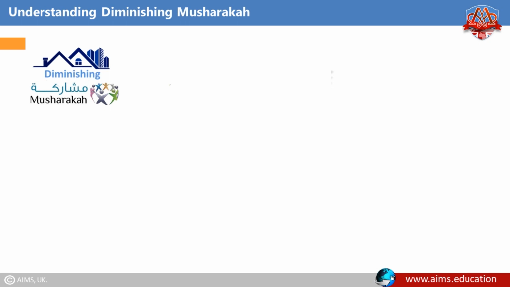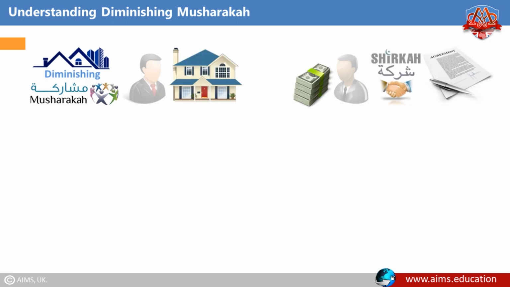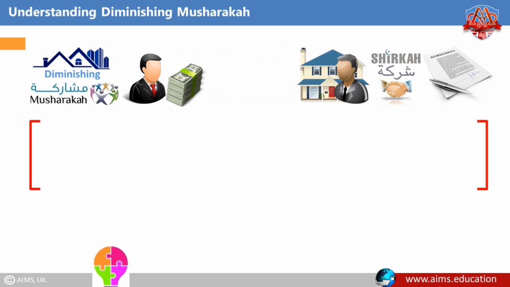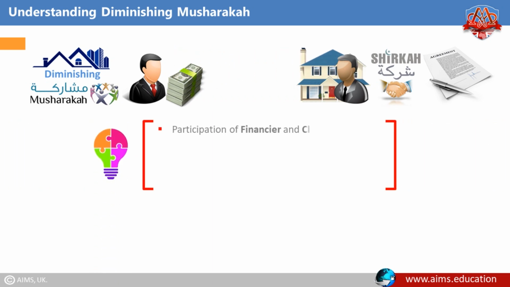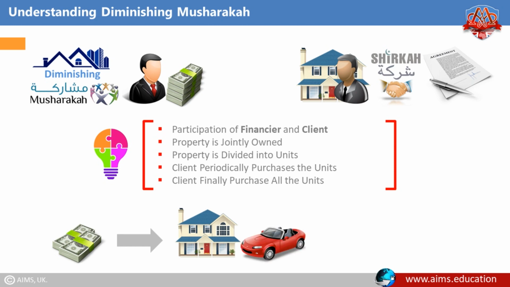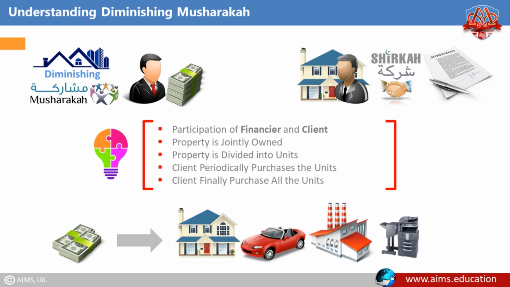Understanding diminishing musharakah. It is a type of shirka where one partner purchases the other partner's share gradually. According to this concept, a financier and his client participate in the joint ownership of a property or an equipment or in a joint commercial enterprise. The share of the financier is further divided into units, and it's understood that the client will purchase those units periodically until all the units of the financier are purchased by the client. It is commonly used to finance fixed assets, such as house, car, plant, or machinery.